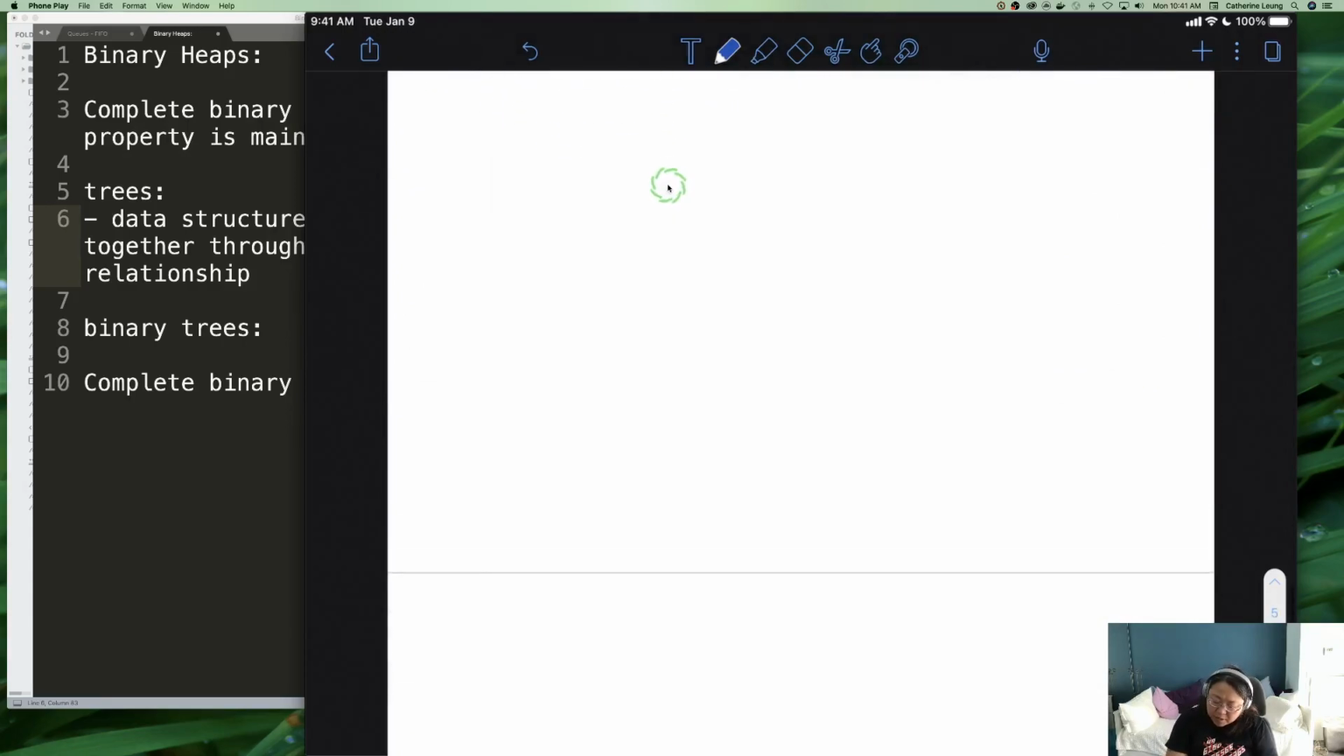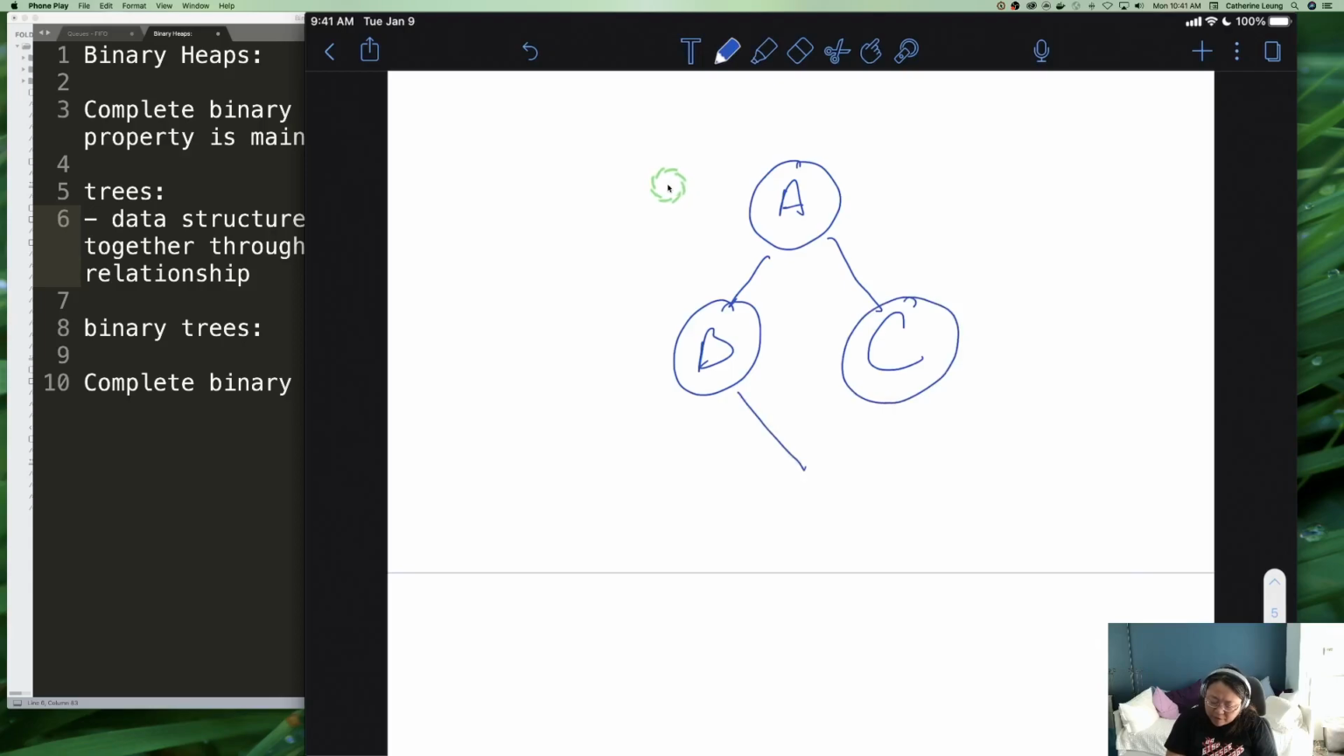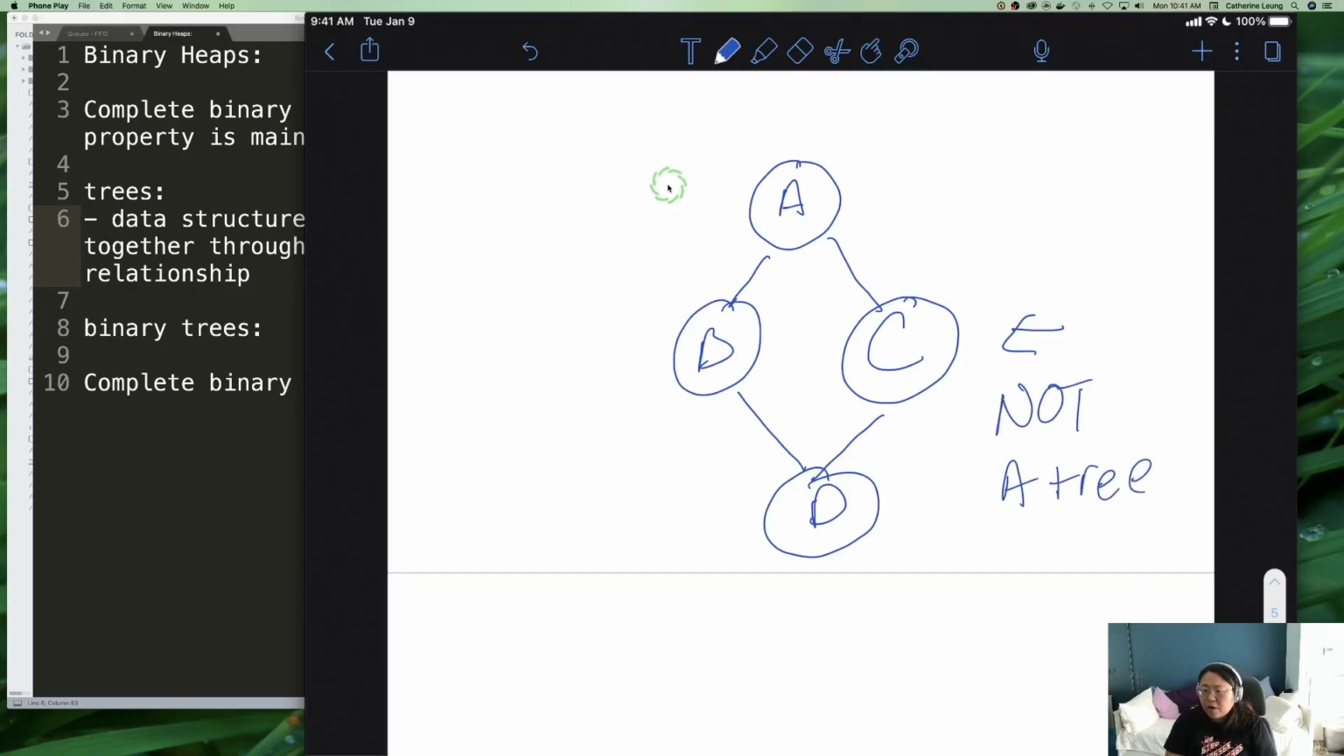What it means is that if I have a root node A like this, and then I have B and C like so, and I have this right here, this is not a tree because we now have something called a cycle. A node cannot have two parents. It's actually as simple as that. There's only one parent to a node. So this is not a tree.